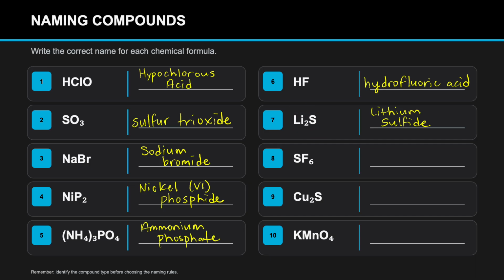Then we have SF6. Sulfur is a nonmetal, fluorine is a nonmetal. Because they're all nonmetals, it's going to be a covalent molecule. We only have one sulfur. Remember, you do not write mono for the first one. And then we have 6 fluorines. So 6 is going to have hexa as a prefix. So it's going to be hexafluoride.